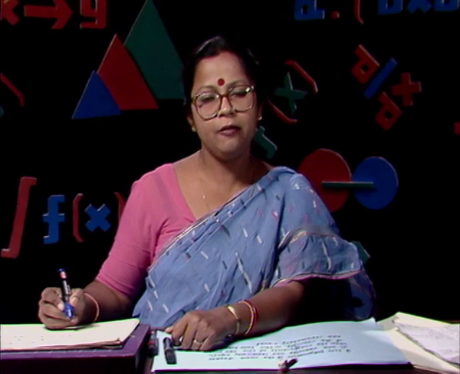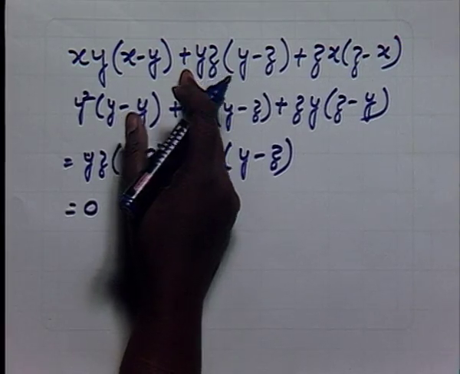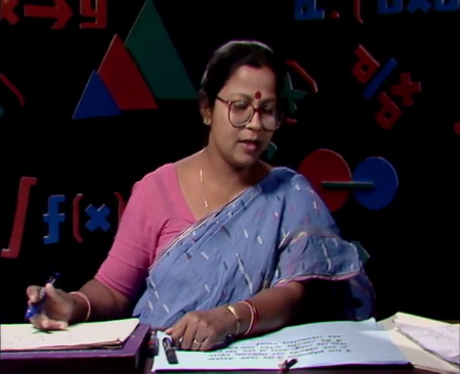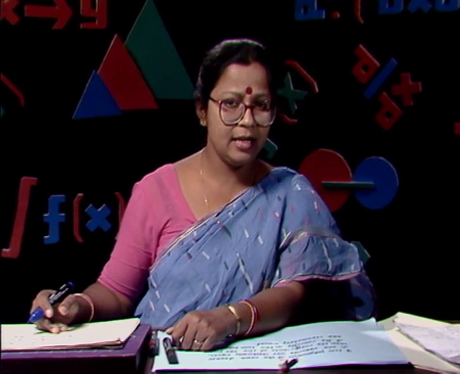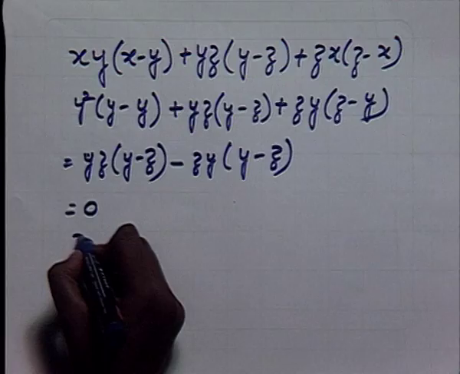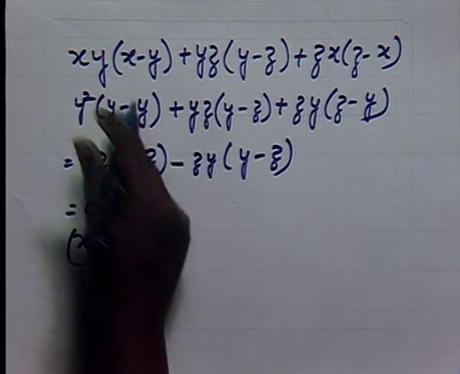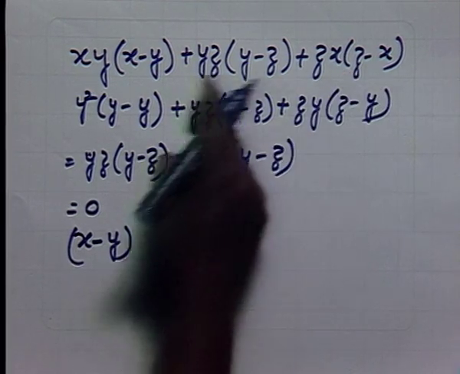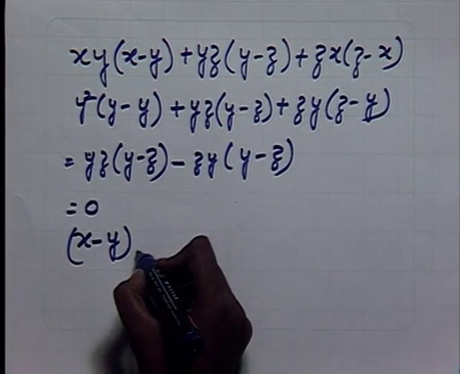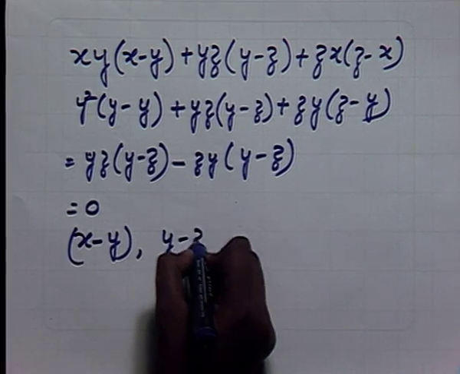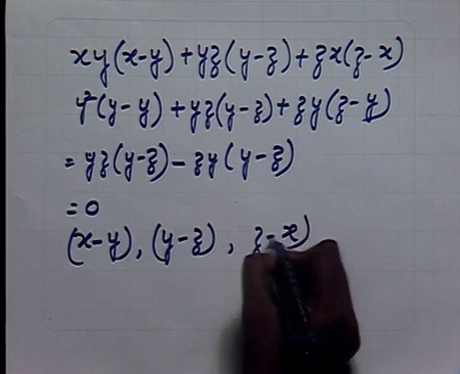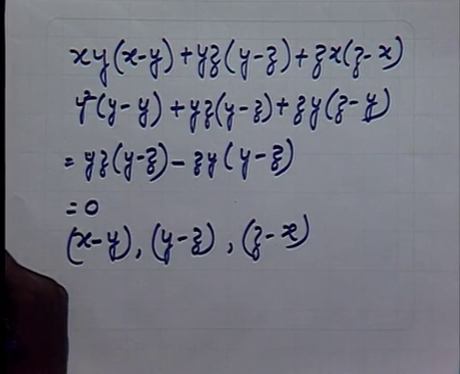Thus, we see that if we put x is equal to y in this given expression, then the value of the expression becomes 0, and hence x is equal to y is a 0 of this expression, or I can say that x minus y is a factor of this expression. Now, since this expression is cyclic, therefore, as x minus y is a factor, similarly we can have y minus z also as a factor of this expression and z minus x as a factor of the same expression.